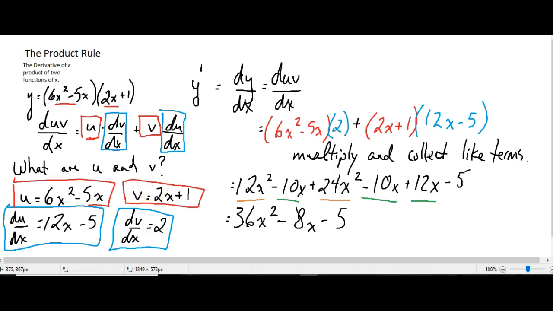So there's an example of the product rule. There are other notations, but they essentially do the same thing.